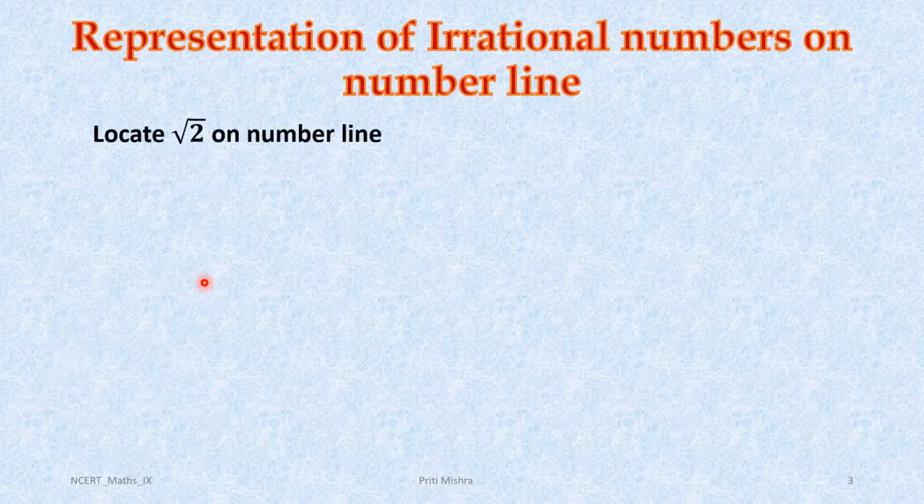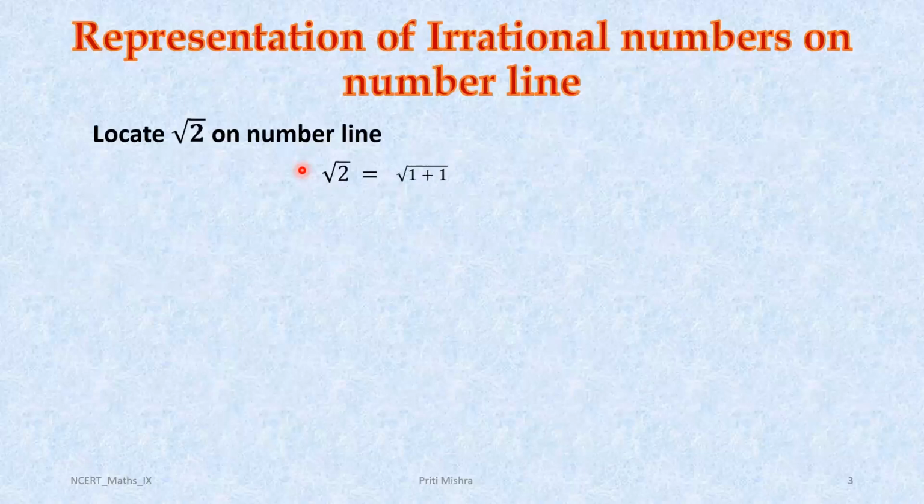As you know, we have irrational numbers like square root 2, square root 3, square root 5 and many more. We will start the representation with the number square root 2. So, locate square root 2 on the number line. 2 can be written as 1 plus 1. So I can write square root 2 as square root of 1 plus 1.